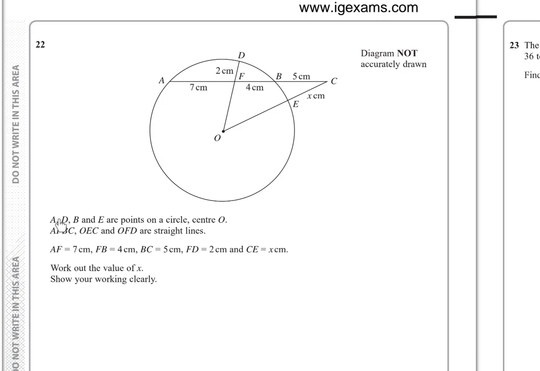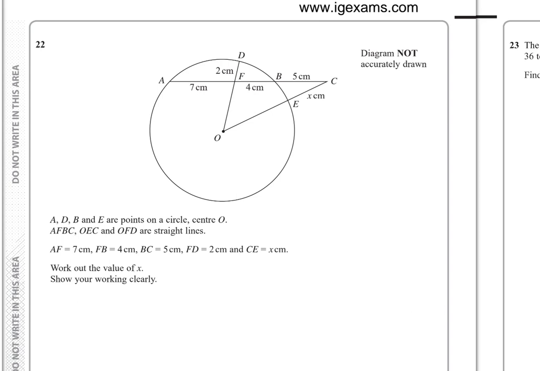22. A, D, B, E are points on the circle, center O. AF, BC, OEC, OFD are straight lines. AF equals 7, FB equals 4 centimeter, BC equals 5 centimeter, FD equals 2 centimeter, and CE equals x. Work out the value of x.